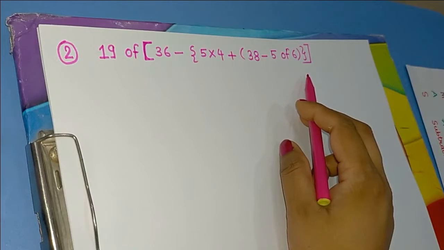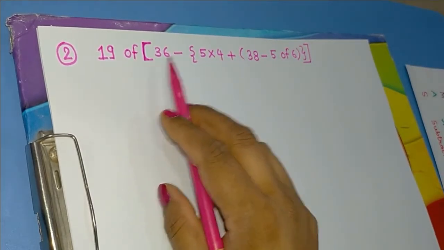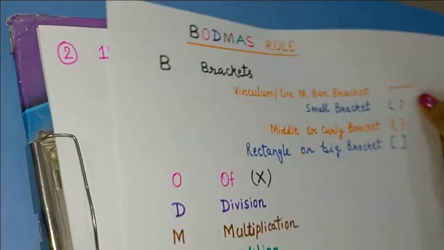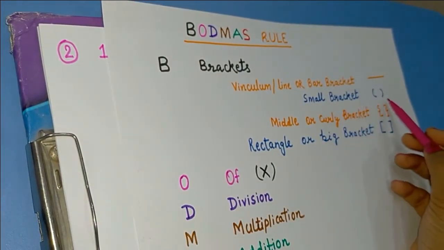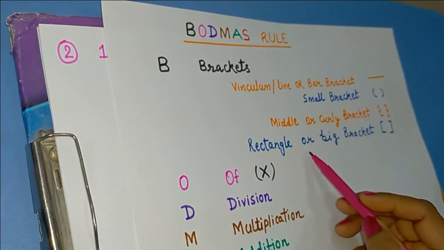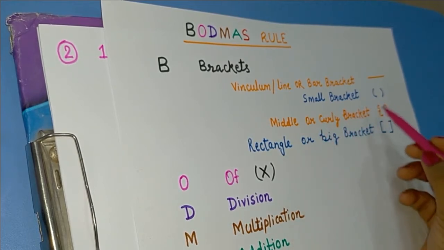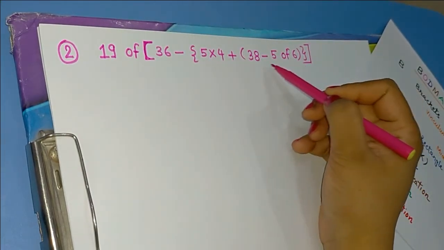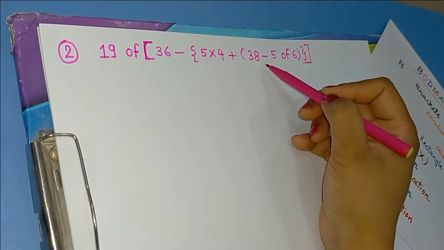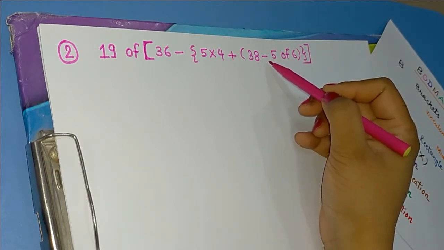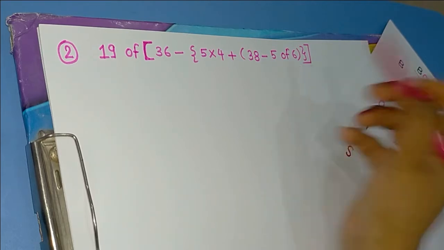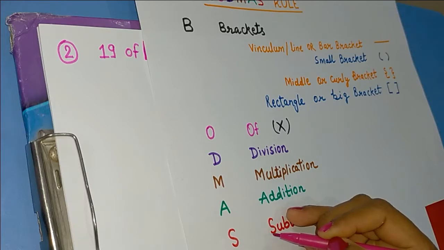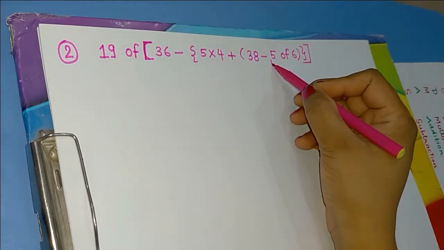Here is our second example. Here you can see that we have rectangle bracket, we have curly bracket, and we have parenthesis. And according to the BODMAS rule, small bracket has the highest priority, then curly bracket, and at last we need to solve the rectangle bracket according to their priorities. So here we need to solve this parenthesis or small bracket first, and here you can see that in small bracket also we have two operators, that is minus and of, and out of this, of has the higher priority over the subtraction. So here we need to solve of first.